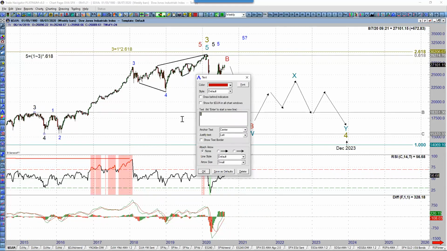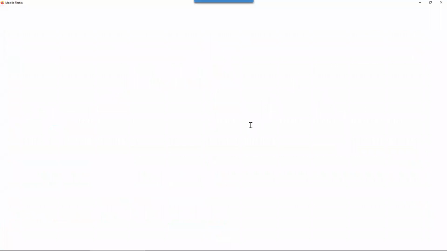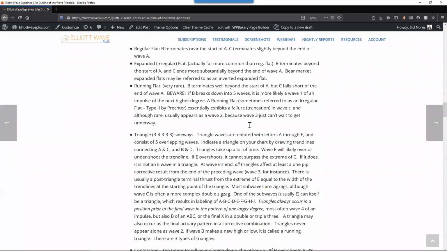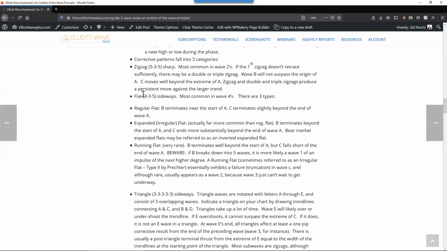The reason it would have to be a zigzag to the downside would be that this internally subdivided as a 5. When you go back to the definition of the corrections, zigzags subdivide internally as a 5, 3, 5, and they're usually a sharp correction. A flat starts with a 3. It's a 3, 3, 5. So what if we got a flat?